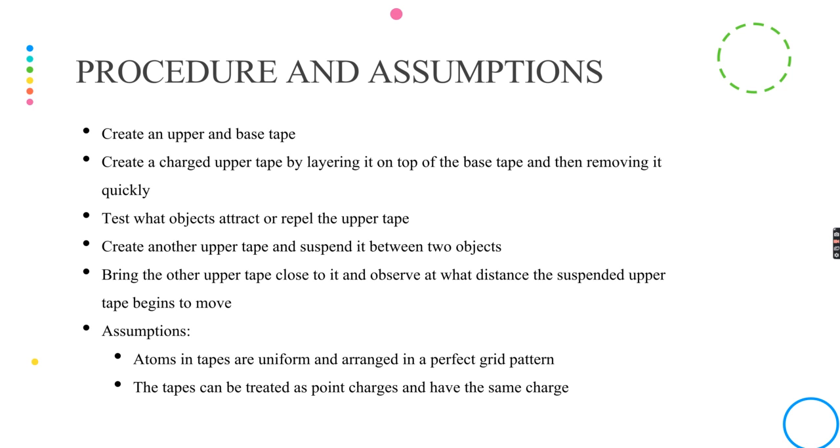Then we'll create another upper tape and suspend it between two objects. We'll bring the other upper tape close to it from underneath and observe at what distance the suspended upper tape begins to float. Assumptions that we have to make for this lab include that the atoms in the tapes are uniform and arranged in a perfect grid pattern so that we can calculate the number of atoms in the tapes, and also that the tapes can be treated as point charges and that both charged tapes will have the same charge.